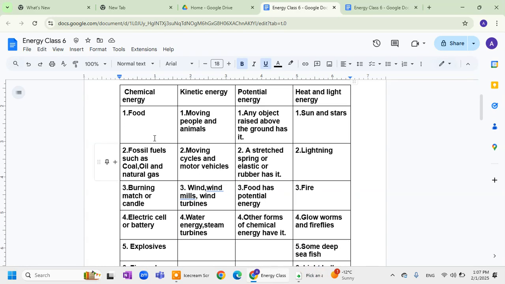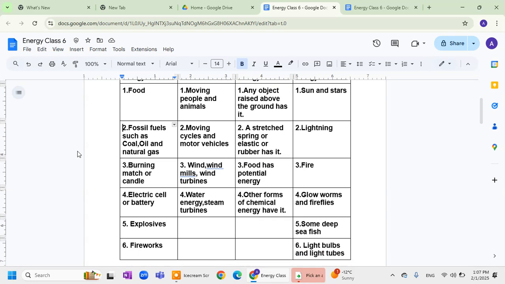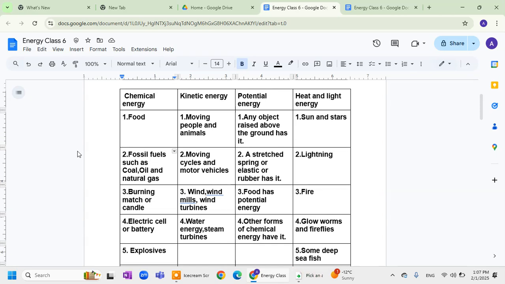First one, chemical energy. It is present in food and in fossil fuels such as coal, oil, and natural gas. Fossil fuels are non-renewable energy resources, which are of 3 types: coal, oil, and natural gas. Chemical energy is also present when we burn a match or candle, in an electrical cell or battery, and in explosives and fireworks. All these things have chemical energy.